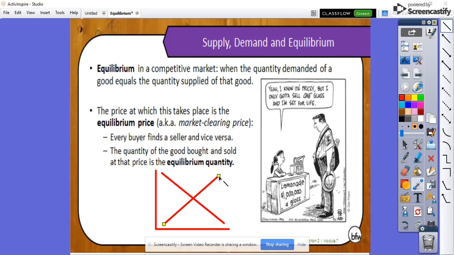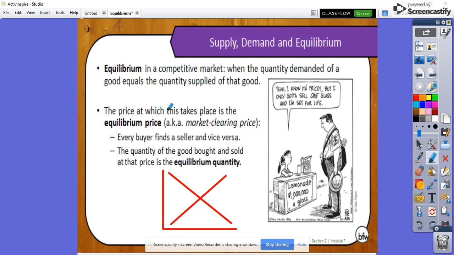Next, we're going to fill in the blanks on your notes. I'll highlight the words you need to insert into your notes. Now that you've drawn equilibrium, let's go over the meaning. Equilibrium in a competitive market is when the quantity demanded of a good equals the quantity supplied of a good.